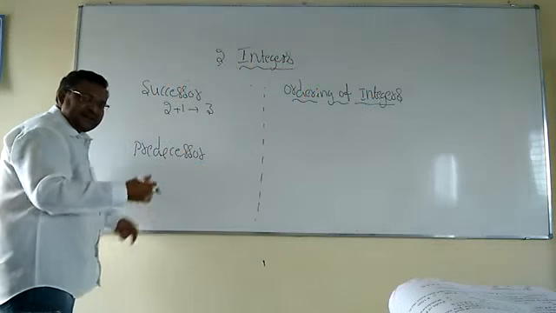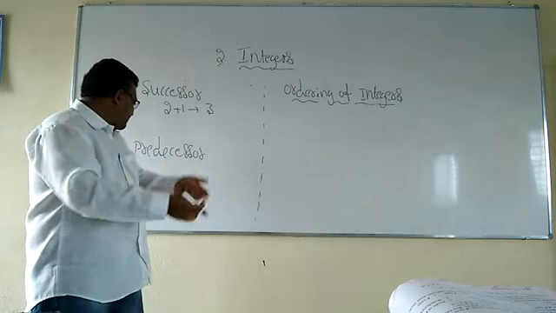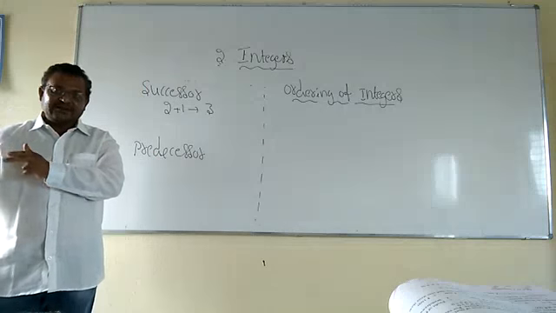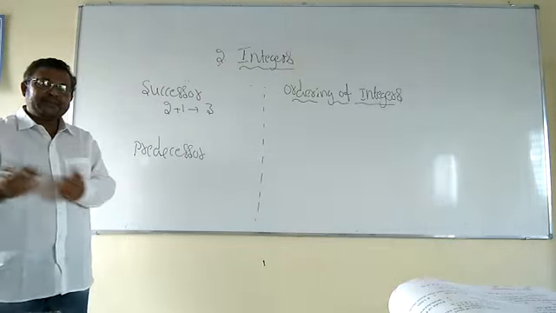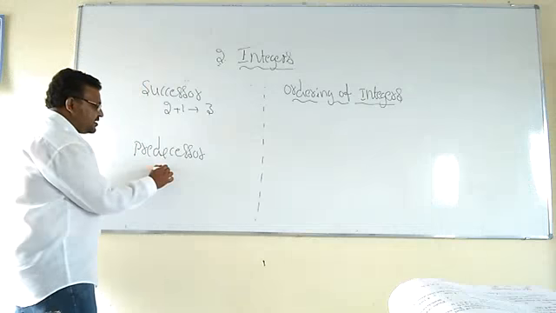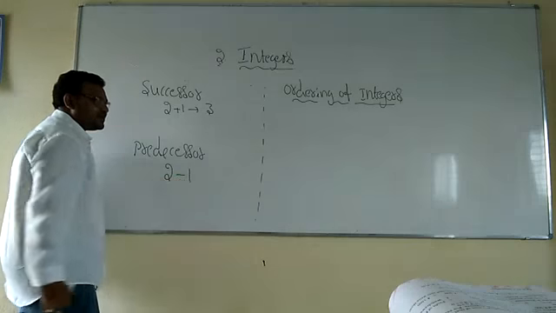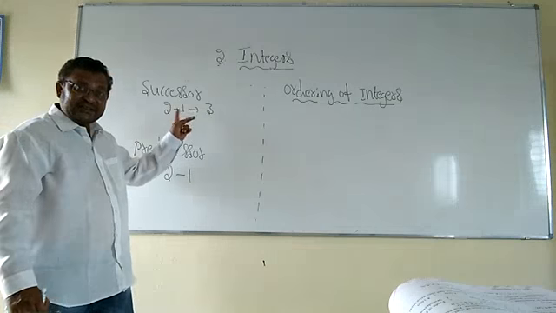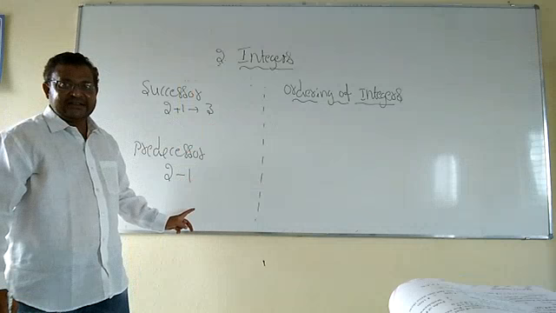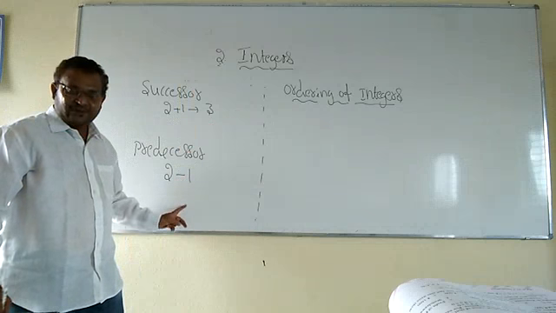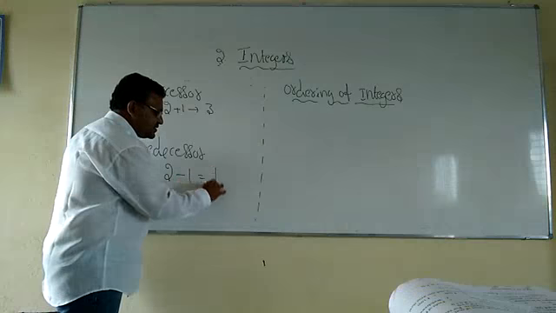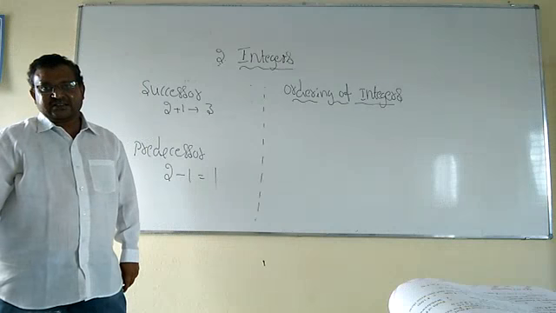Next, predecessor. Predecessor means previous, clearly the previous number. To get the previous number, what do we have to do? We have to subtract 1. To get the successor, we have to add 1. To get the predecessor, we have to subtract 1. So the predecessor of 2 is 2 minus 1, that is 1.